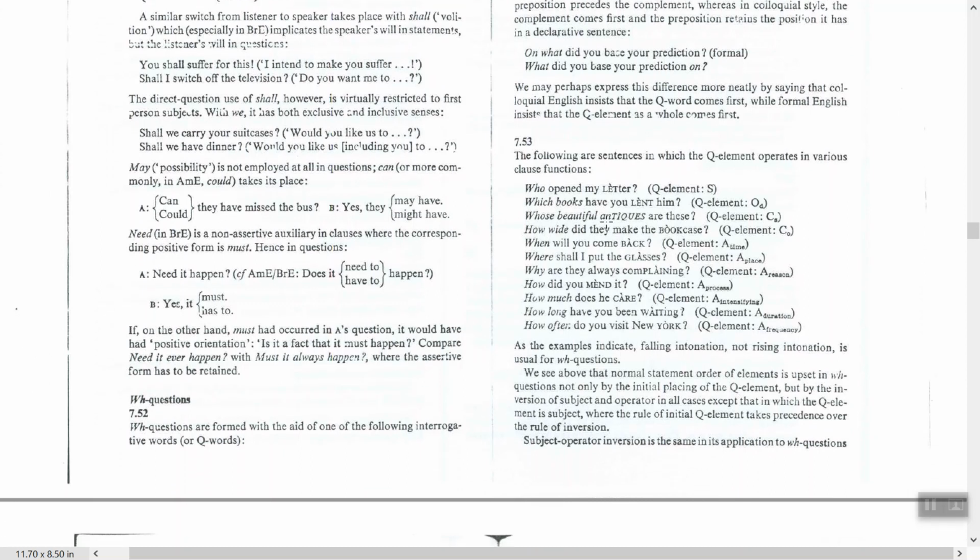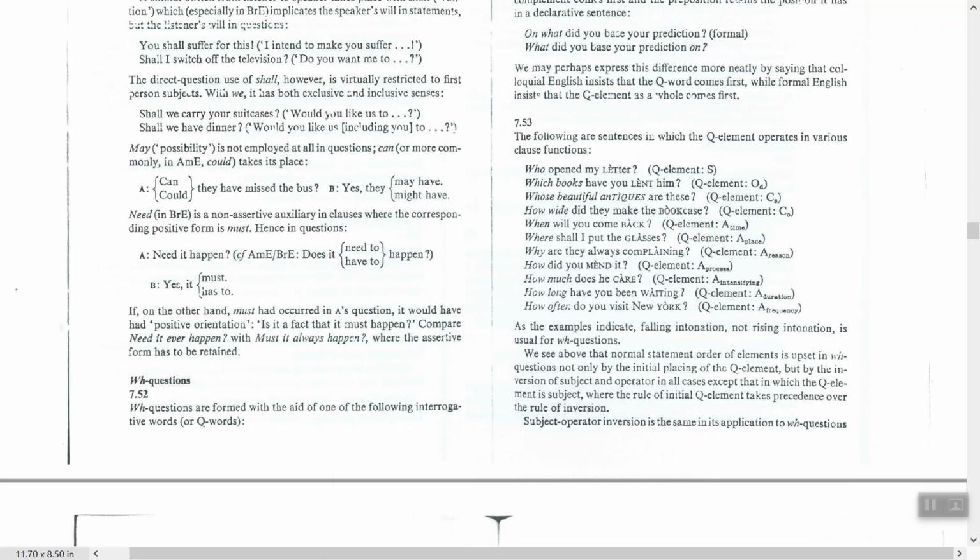This is important: the following sentences show the Q element operating in various clause functions. What are the functions of WH questions? When you say, who opened my letter? The Q element is the subject. Ali opened my letter, so Ali is the subject. Which books have you lent him? The Q element is the direct object; for example, I have lent him political books. Whose beautiful antiquities are these? Here it is the subject complement; you can say these beautiful antiquities are Ahmed's, for example.